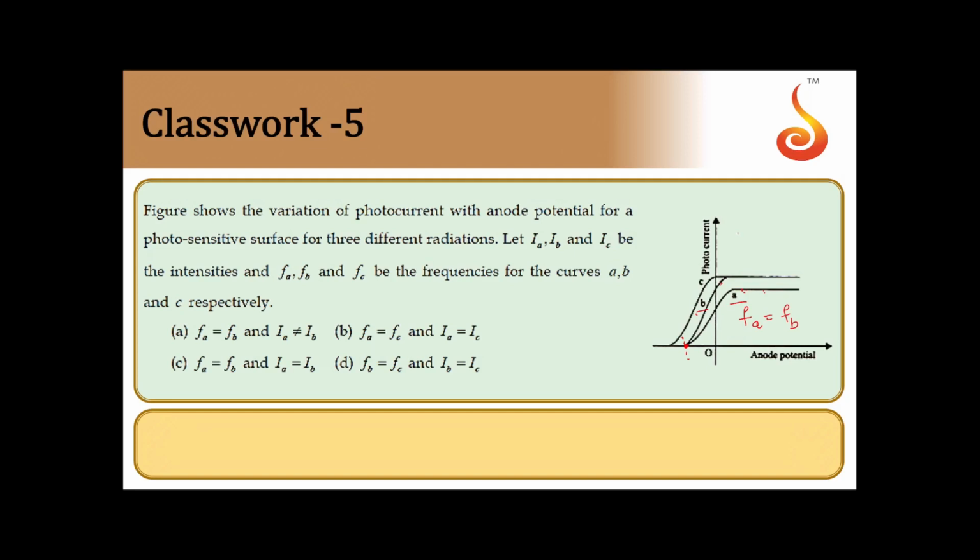But this is the saturation current. Saturation current for A is this much, saturation current for B is this much. Saturation current for C and B are equal, but saturation current for A and B are different. Saturation current is directly proportional to intensity. So IA is not equal to IB, and IB is greater than IA. So the correct option will be FA is equal to FB, IA is not equal to IB.